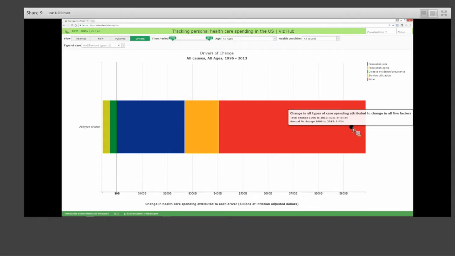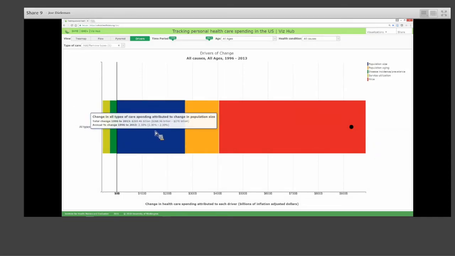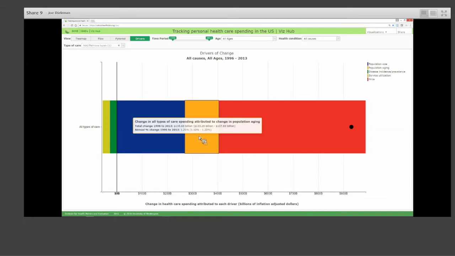What we're doing in this paper and this decomposition analysis is trying to explain what the factors are that led to this increase. And so the total is an increase of $931 billion, but what we're really interested in is what the drivers are. And so we see that population size as a whole led to an increase of spending by about $269 billion. The aging population led to an increase of about $135 billion in spending.